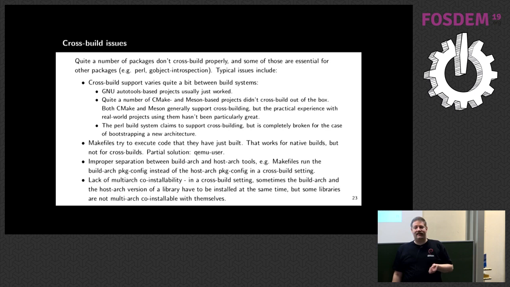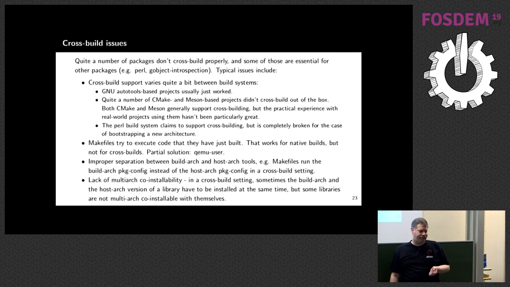Another thing is that many upstream packages don't properly separate between host arch and build arch tools. So if I, for example, want to call pkg-config to get the GCC parameters for linking to a library, those are at least somewhat architecture dependent, so I need the pkg-config for the correct architecture. And many makefiles just don't take that into account and always call the pkg-config for the architecture the compiler runs on, which is wrong if I'm cross-compiling.